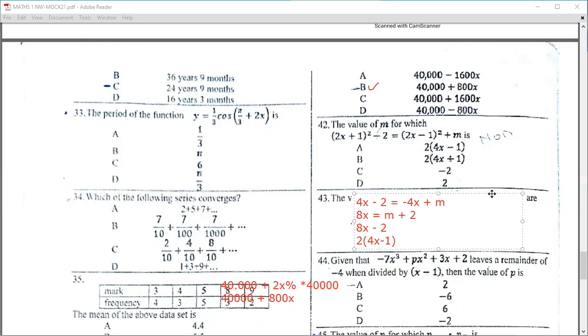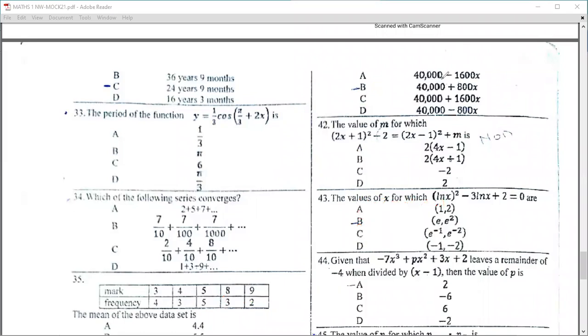So these students had difficulty. The students could not see the answer. So we have 2 into 4x minus 1. So our key here is A.